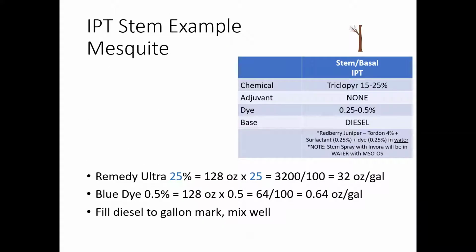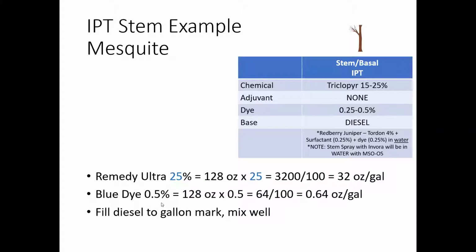The next one is a common example using Remedy with triclopyr and diesel as a mesquite stem spray application. You can use 15 to 25%, as Megan stated earlier, depending on the size of the stems. But in this example, we'll assume a mixture of sizes and mix 25% to be able to cover everything. So Remedy Ultra at 25%, 128 ounces, multiply that by 25, you get 3,200. Divide it by 100 because, once again, it's a percentage, and you get 32 ounces per gallon.